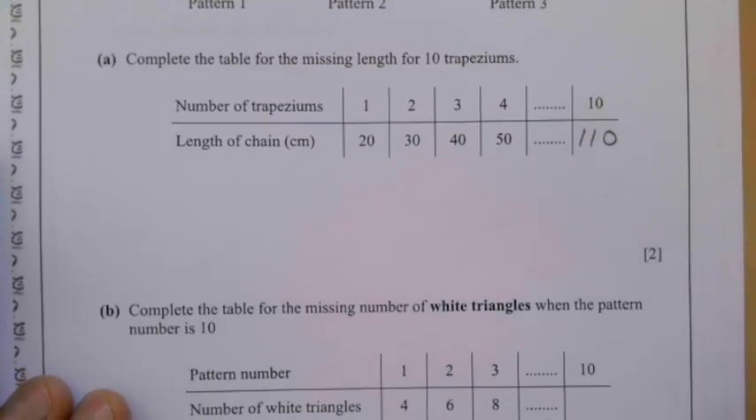Complete the table for the missing number of white triangles when the pattern number is 10. So again, 4, 6, 8. So what's my pattern there? It's times by 2 and add 2. Do you see that there? So the gap's 2 each time. That means it's like 2n, and then add 2. So times by 2 and add 2. I then get 22.